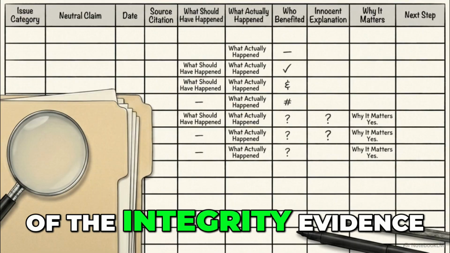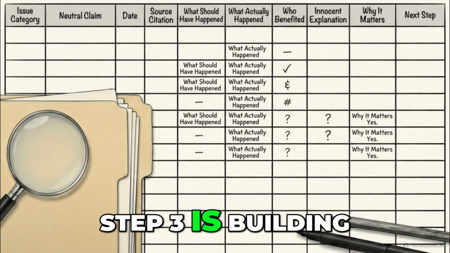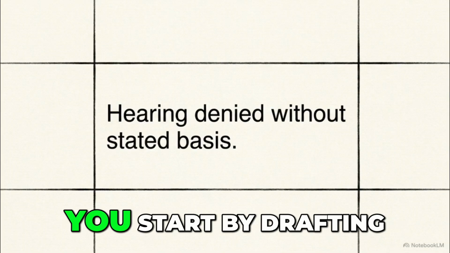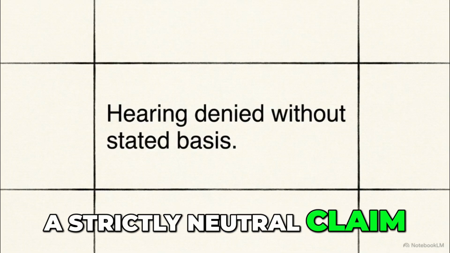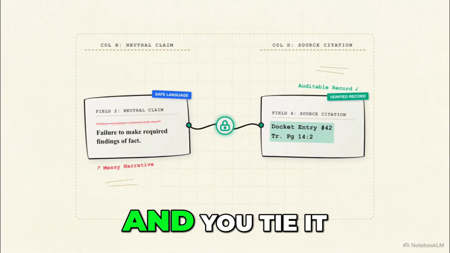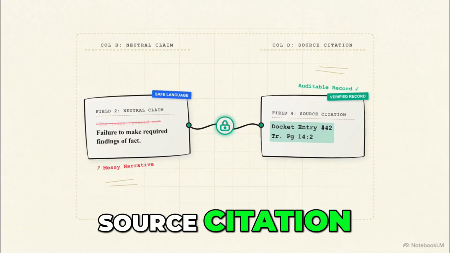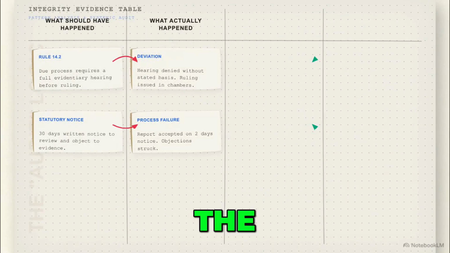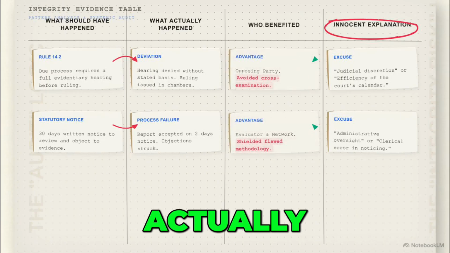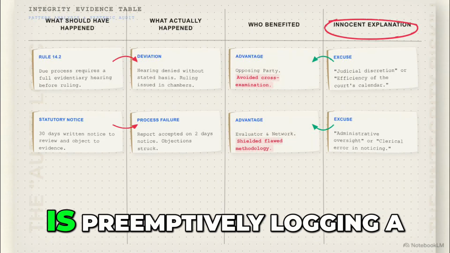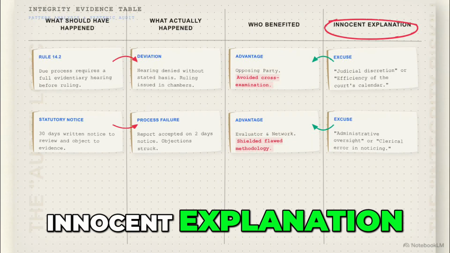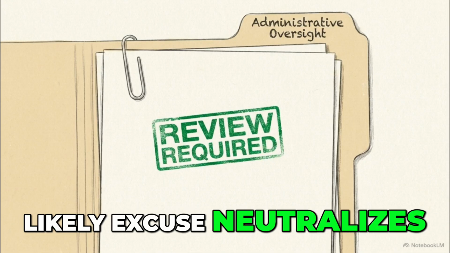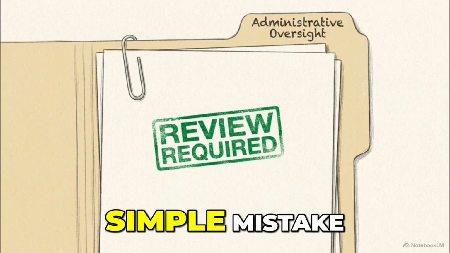This is a mock-up of the integrity evidence table. Step 3 is building this spreadsheet, which serves as the core deliverable of your final packet. You start by drafting a strictly neutral claim, a single sentence describing the issue, and you tie it directly to your exact source citation. Then you define the procedural deviation. You explicitly contrast the what should have happened against the what actually happened column. The most critical step is preemptively logging a fair, innocent explanation alongside who benefited. Acknowledging the other side's likely excuse neutralizes the court's ability to dismiss the issue as a simple mistake.